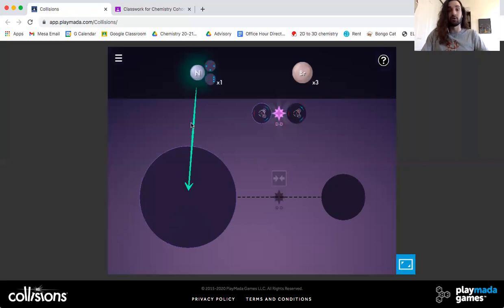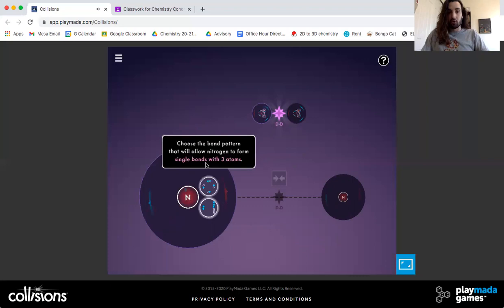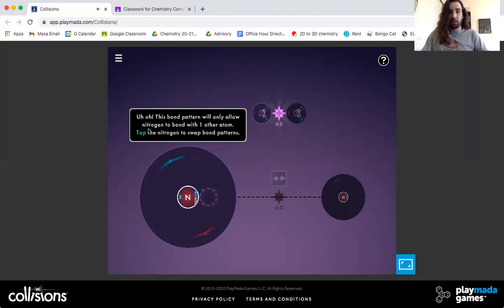Let's try a different molecule here. Now I'm going to start with nitrogen, N. So we are going to choose a bond pattern that allows it to form single bonds with 3 atoms. I'm going to try by clicking the wrong one first. What if I did this? Uh-oh, this bond pattern only allows 1. Look, there's only 1 thing here. So I'm going to click this nitrogen again and say, no, that was wrong. That was the one I clicked. Let's click this one.